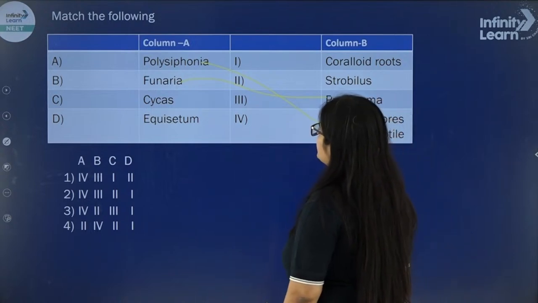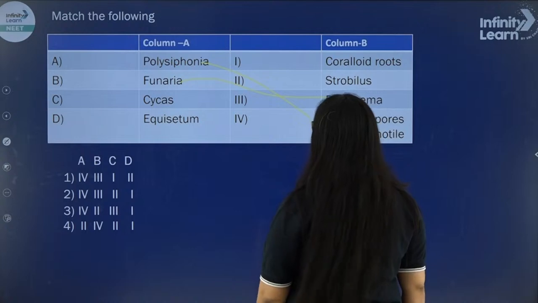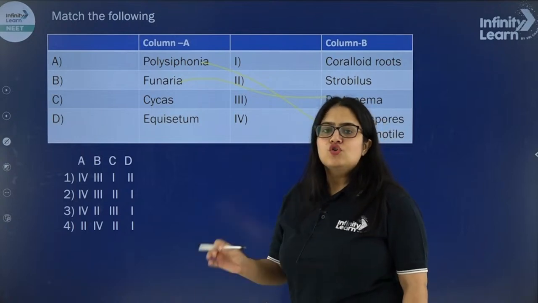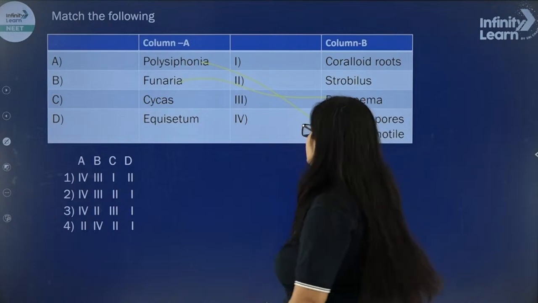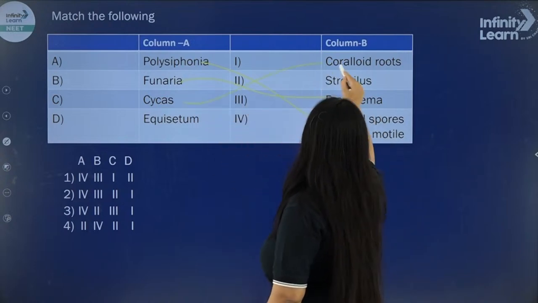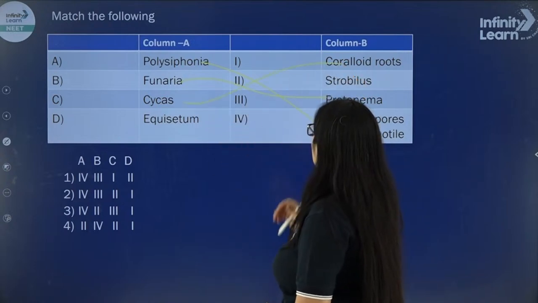Next is Cycas, which is a gymnosperm. In Cycas, my dear students, special roots are found, known as coralloid roots, where nitrogen fixation takes place. So, Cycas is associated with the coralloid roots.